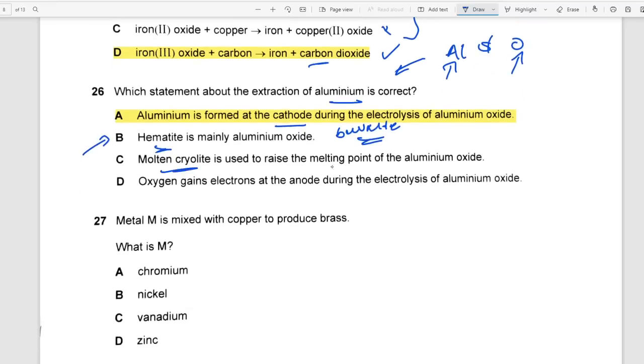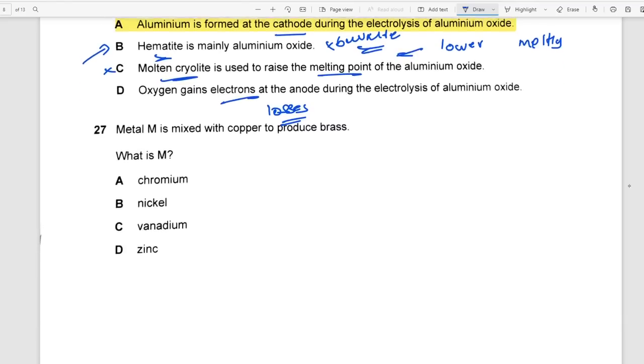Molten cryolite is used to raise the melting point. It's actually the opposite. It's used to lower the melting point. So hence this is wrong. Even this is wrong. Oxygen gains electrons? No, it loses electrons. Aluminium gains electrons. So hence the answer is A.